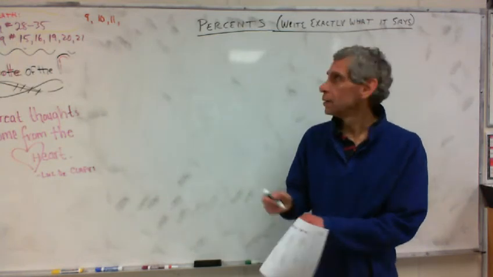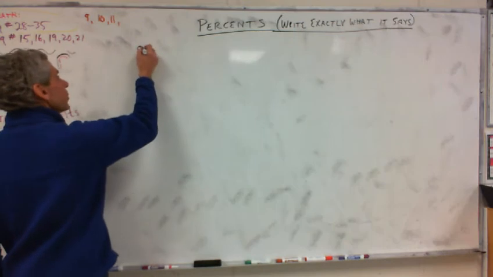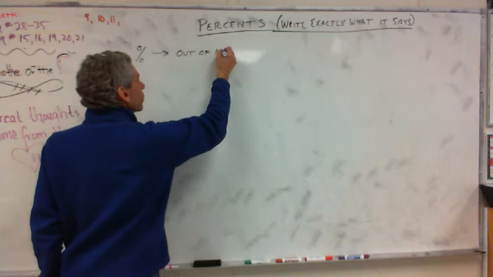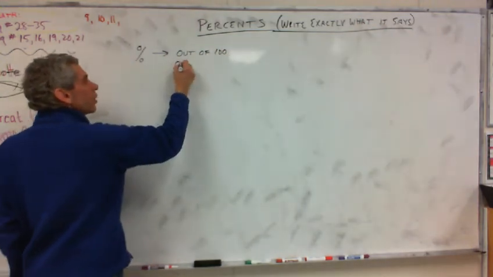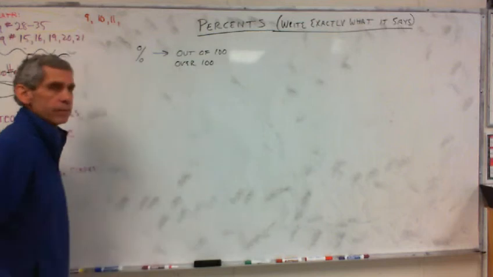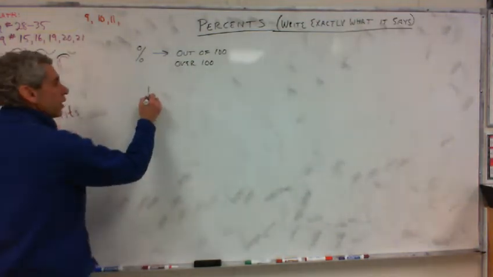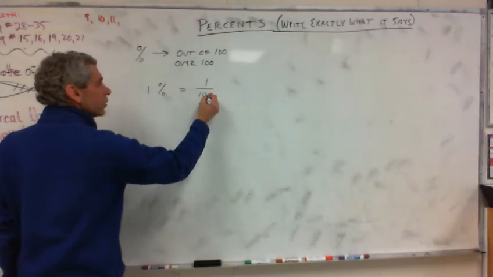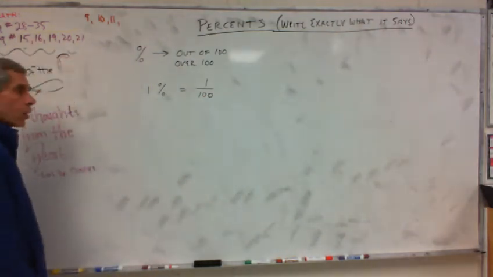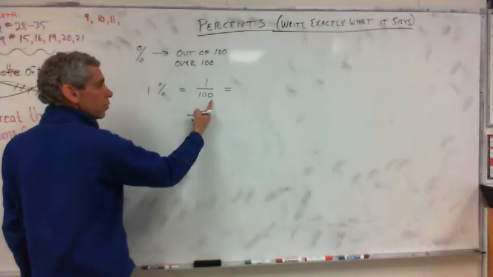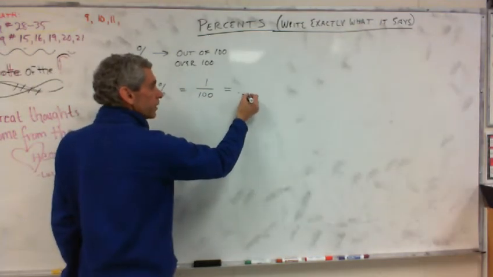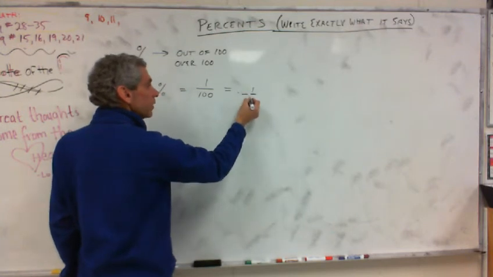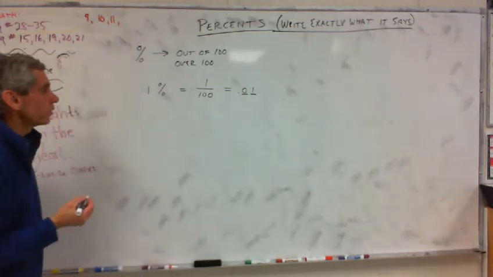What does percent mean? This little symbol means out of 100, or another way to word it is over 100. So if I said 1%, I could write that as 1/100th, or you could write it as 0.01. Remember, the first space is tenths, 1/10th, then hundredths, the second space. So the 1 would be in the second space, so you'd have to have a 0 in the first. So it'd be 0.01.